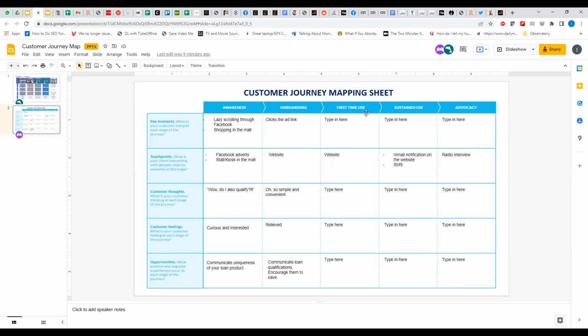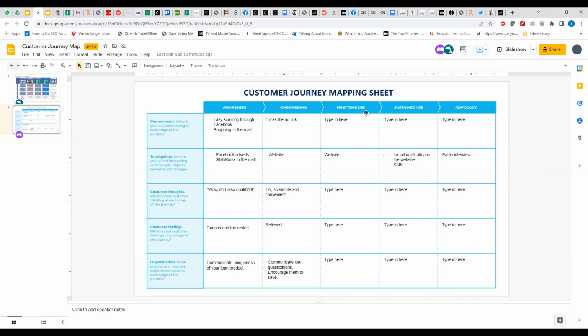At this point we have an opportunity to communicate with these clients to encourage them to save, because one of the prerequisites to qualify for a loan is that you have been a member and you have been saving, and that savings will be used as part of the collateral.